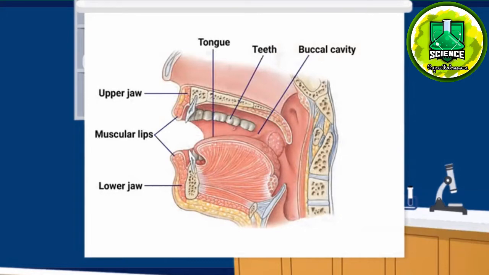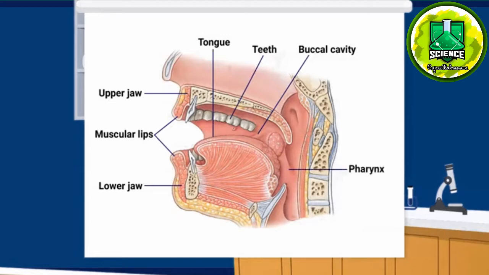Buccal cavity is surrounded by cheeks. There are 3 salivary glands present in the buccal cavity. They secrete saliva. Saliva contains enzyme and mucus. This salivary amylase or ptyalin acts on starch in the digestion of food. Starch will be partially digested into maltose. Digestion of food starts in the mouth.